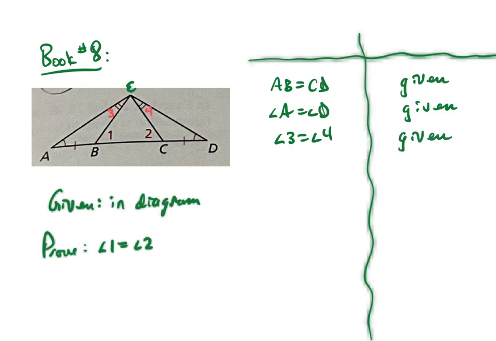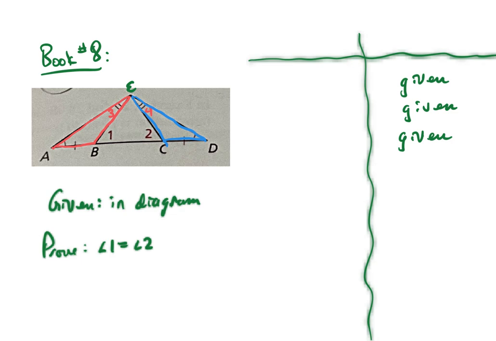So right off the bat, do we have enough information to say that the 2 triangles, which I'm going to highlight for you, this triangle ABE and this triangle CDE, are congruent? Well, let's take a look in the margin. AB equals CD, that's a side of each. Angle A and angle D, that's an angle in each. Angle 3 and angle 4, another angle of each. So is that one of our shortcuts?